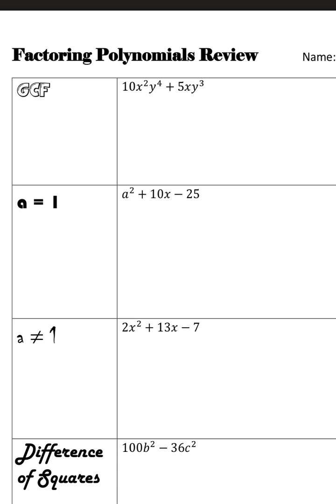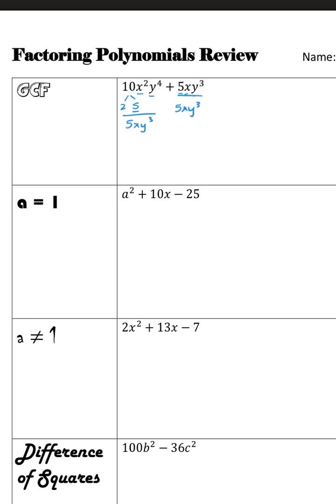So basically, for the greatest common factor, you are looking for whatever the two things have in common. So for example, I can break 10 down into 2 times 5. So both of these terms have a 5 in common. There is an x in both terms. And there's at least 3 y's in both terms. So I can take out, I'm going to divide both terms by 5x y to the third.